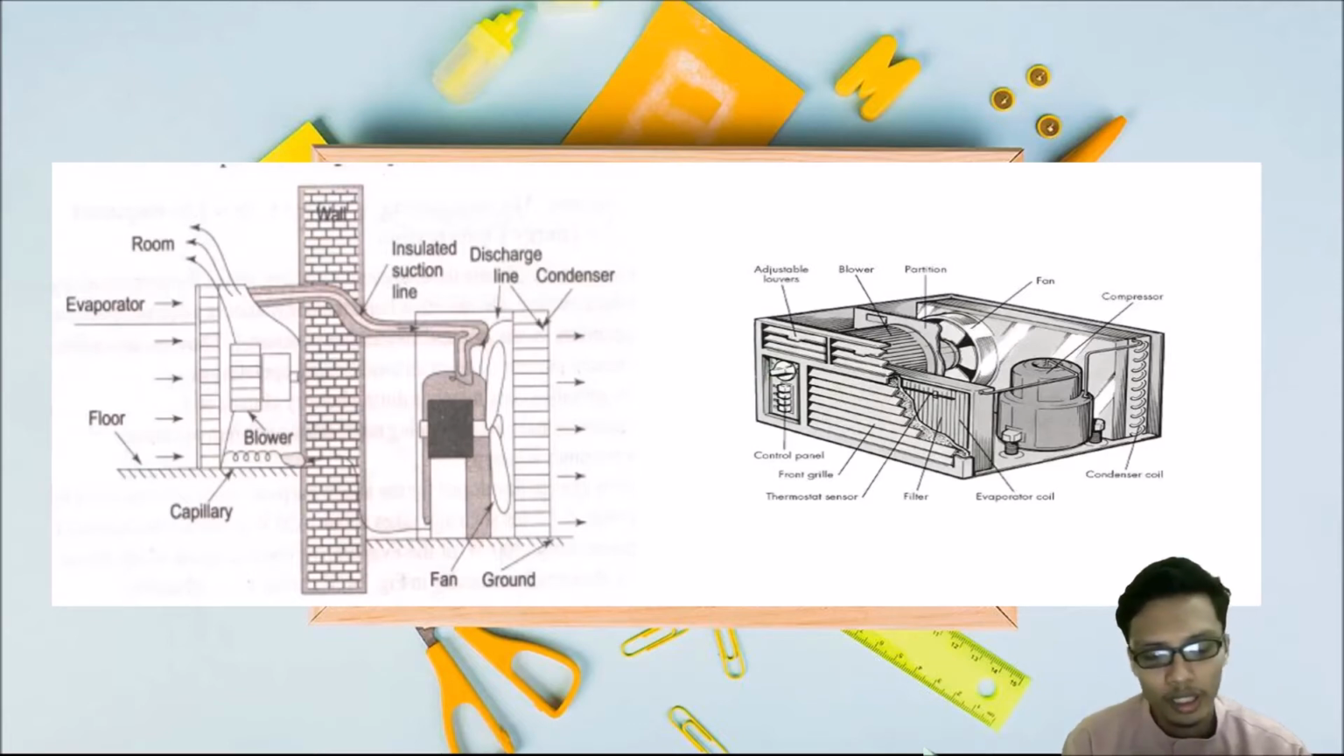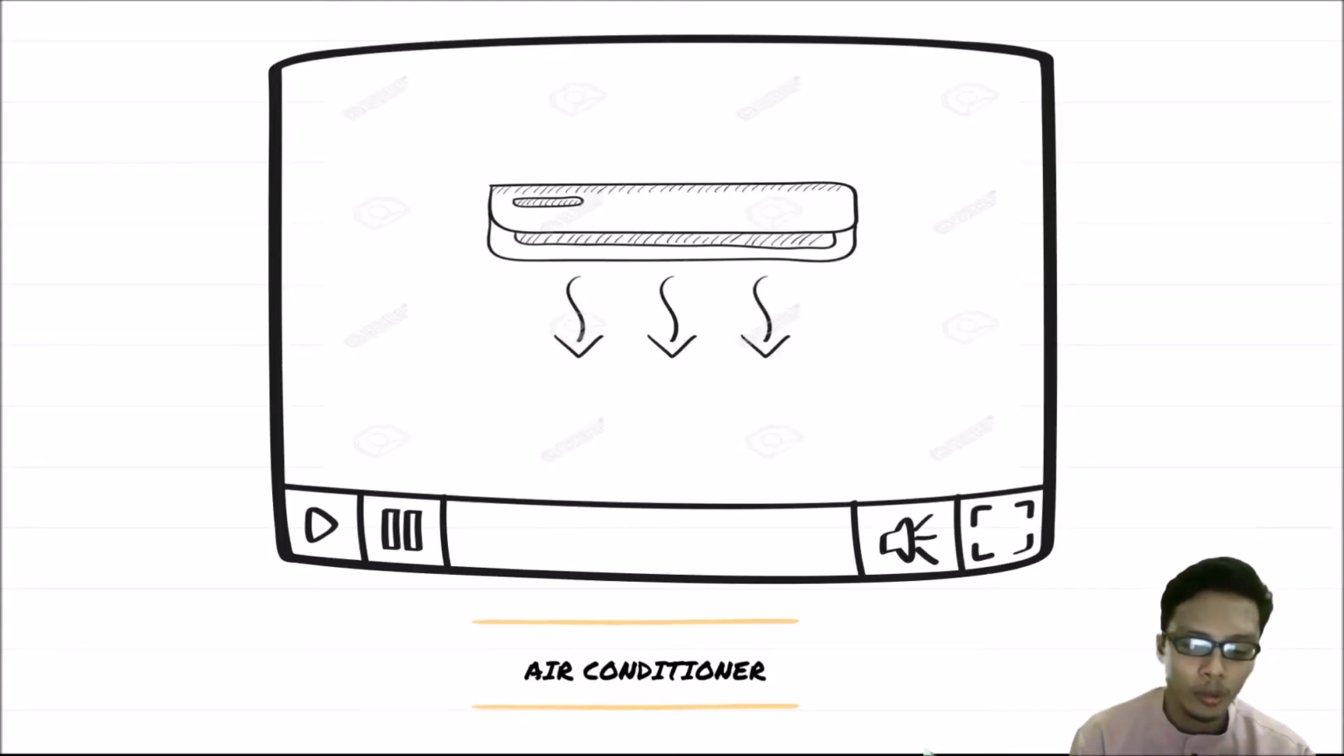After that, the low gas pressure from the evaporator will come back to the compressor, and the flow will be repeated until the system is off. So that's how the process of the air conditioner happens.